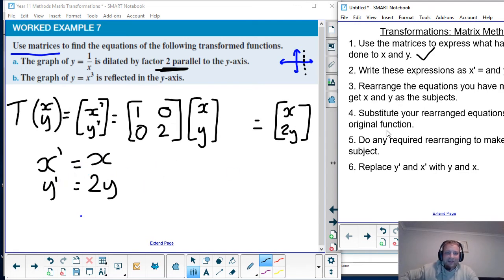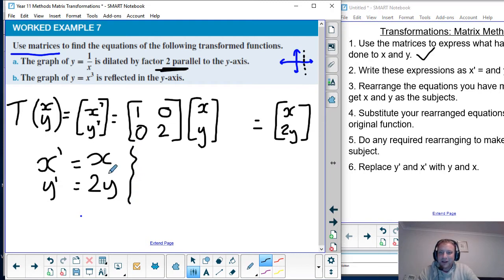Step 3 asks me to rearrange the equations, these new things that I've made from my matrices, and I want x and y as the subjects. I don't want x dash and y dash to be the subject. I want to transpose this. We get to practice transposition a bit more, because I want x to be by itself and y to be by itself. Now this one's already done. X is already by itself. We'll just put it on the left-hand side to just show that.